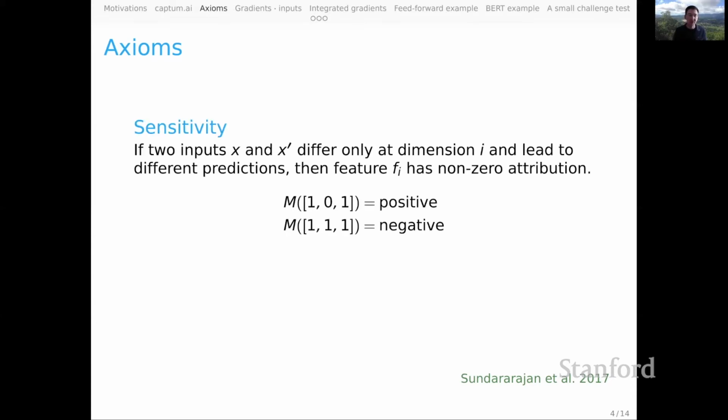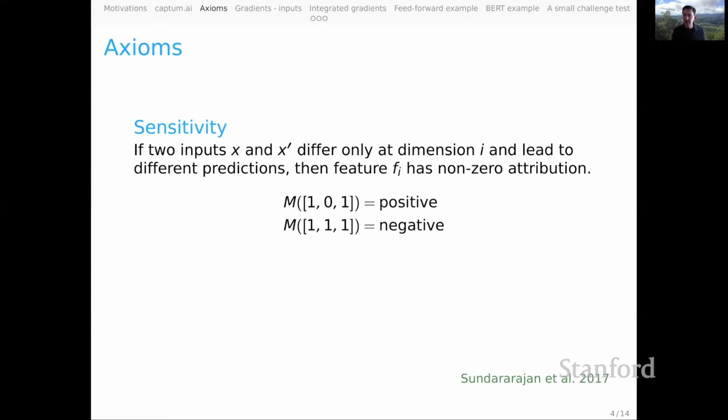The first and the more important one is sensitivity. If 2 inputs, x and x prime, differ only at dimension i and lead to different predictions, then the feature associated with that dimension must have non-zero attribution. And with my simple example here, you can get a sense for why sensitivity is such a fundamental axiom. If for some model M and 3-dimensional input 1, 0, 1, we get a prediction of positive, and if for that same model, the input 1, 1, 1 leads to the prediction negative, then we really ought to expect that the feature associated with the second position must have non-zero attribution because it must be decisive in leading the model to make these 2 different predictions.